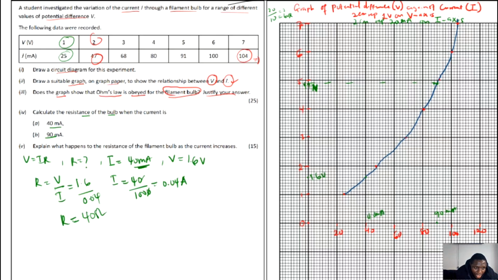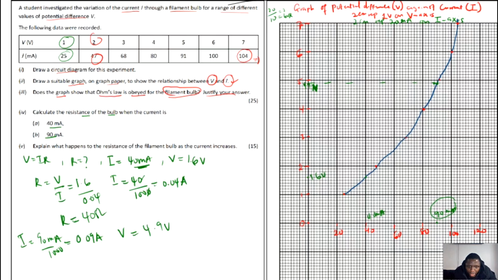The same thing that we did here, that's what we did here. So for the second one, which is 90 milliampere, we divide by 1000. We're going to get 0.09 ampere. So your voltage, as you can see, is equal to 4.9 volts.